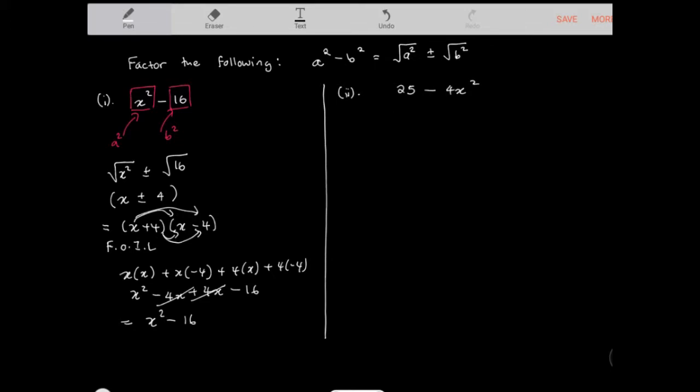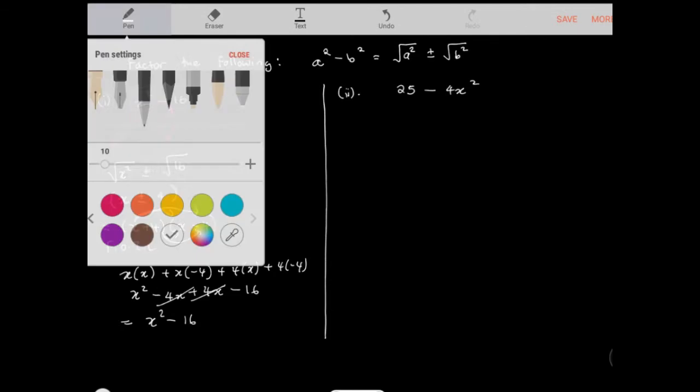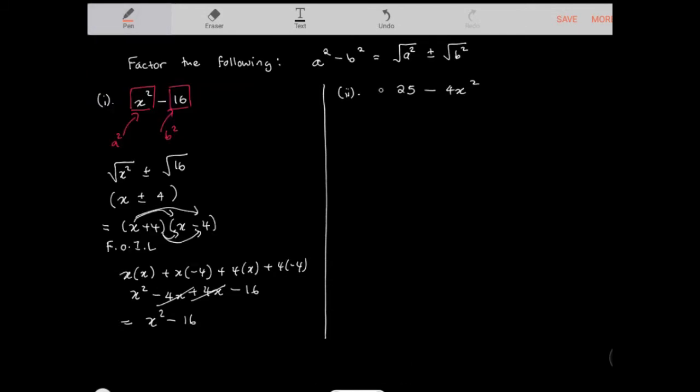Okay, so let's take a look at the second example. In this case, you want to first ask yourself, okay, does this look like a squared minus b squared? I'm going to let this be a squared and this be b squared, and use the template. So you do the square root of a squared, which is 25, the square root of 25, plus minus the square root of b squared, which is 4x squared. The square root of 25 gives us 5, plus minus the square root of 4x squared, which is 2x.